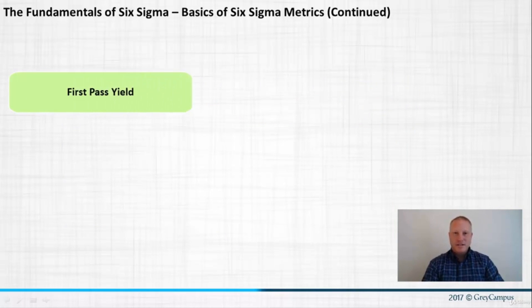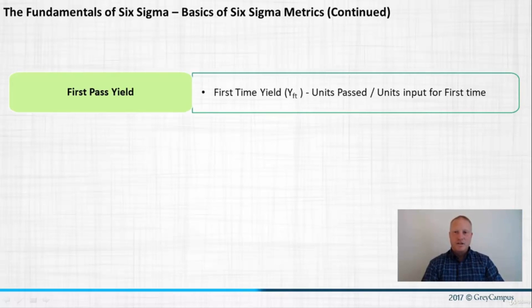First pass yield is a little bit different in the sense that how many units came out the first time? How many units did I not have to rework to get that final yield? So first pass yield is no rework, no scrap.